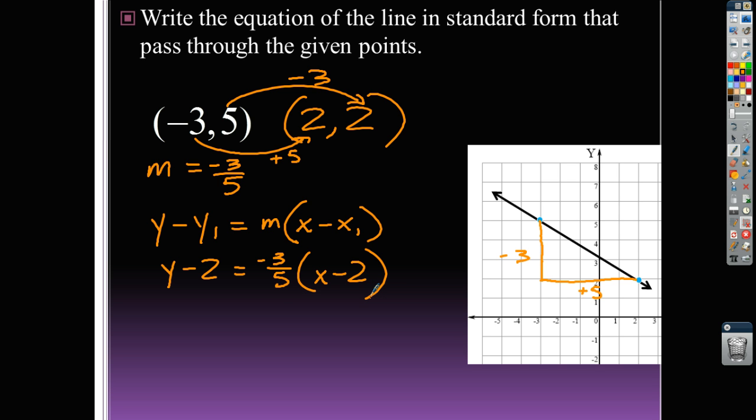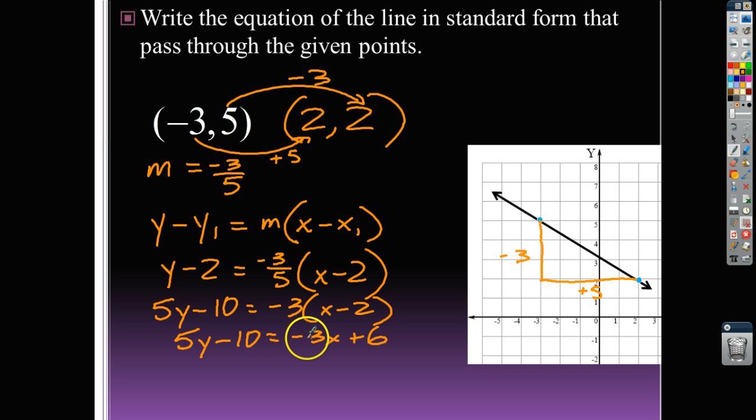All right, and now I want to put this in standard form. In order to put this in standard form, the first thing I'm going to have to do is multiply everything in this thing by 5, okay? So I'm going to get 5y minus 10 is equal to negative 3 times x minus 2. Now when I multiply this side by 5, it cancels the denominator out. I don't have to multiply each of these by 5. Okay, so now let's simplify that right side. So I got 5y minus 10 is equal to negative 3x plus 6.